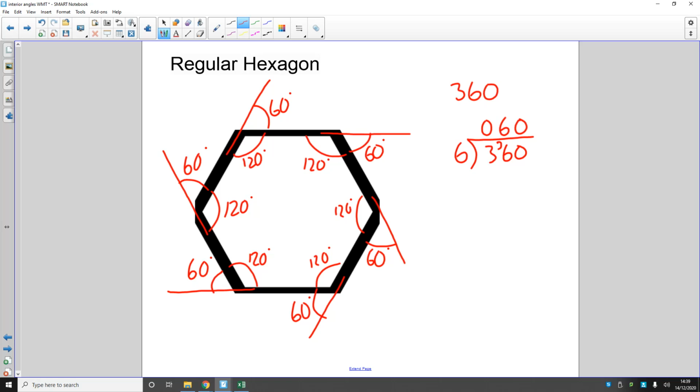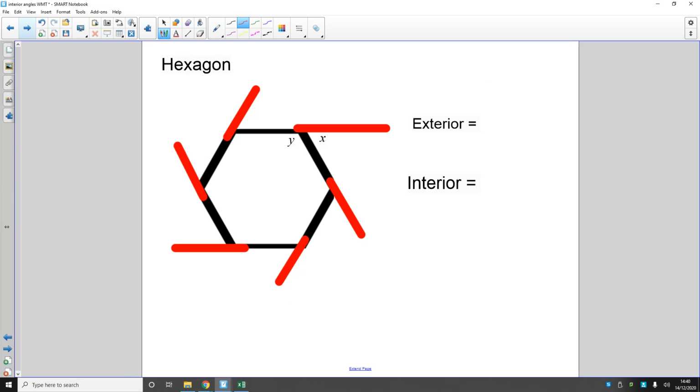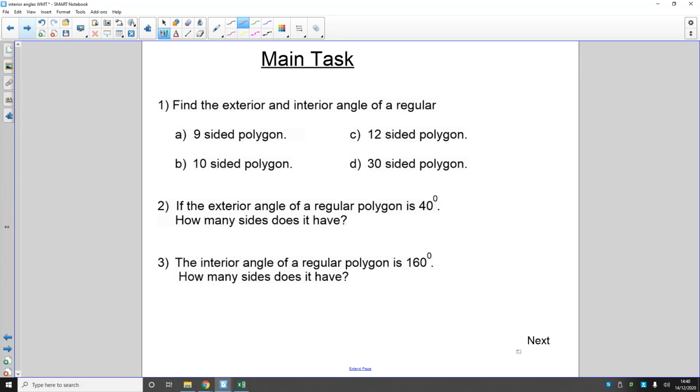Okay, I will pause the video at this point now and make some key notes. After that, I would like you to have a go at this main task. So again, you need to pause it, have a go at the main task, and then when you're ready, press play again, just to make some final notes and have a look at a checking question.